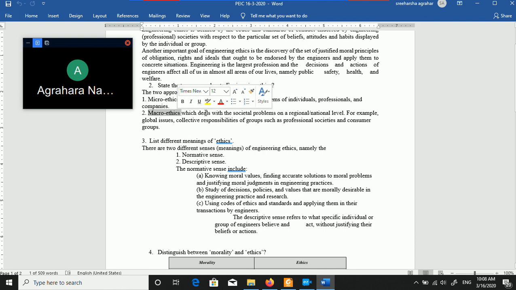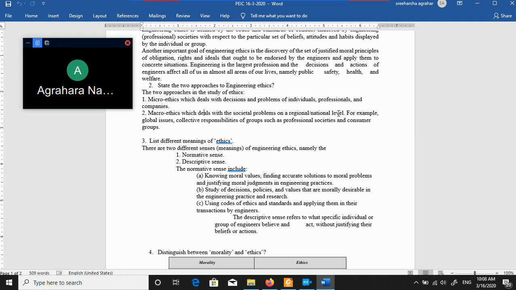Macroethics is about the large scale. It deals with societal problems on a regional and national level. That means problems affecting a wide range of people, compared to a nation, overall a particular region.